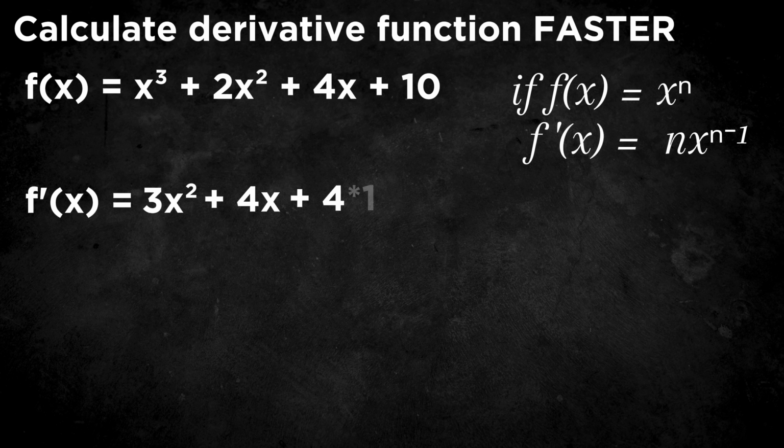And the derivative of 10 is just 0, because really 10 can be written as 10x to the power of 0, and when we take the derivative, we get 10 times 0 times x to the power of minus 1, which just equals 0. So we are left with 3x squared plus 4x plus 4.